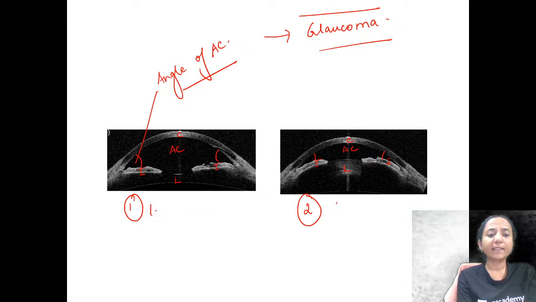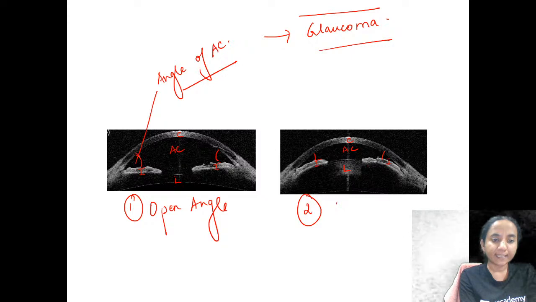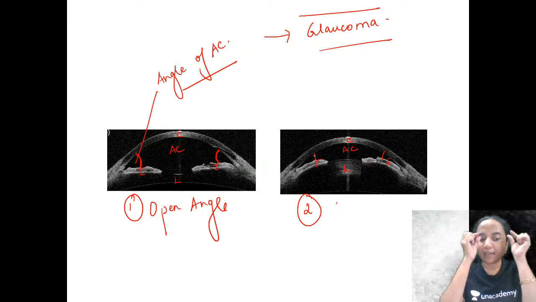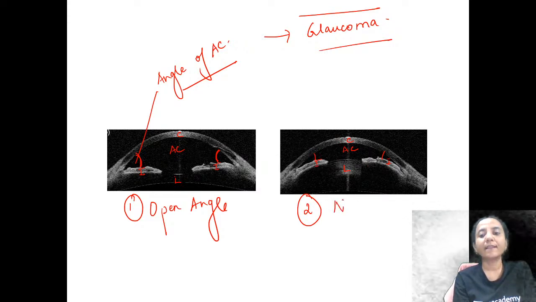So see, this one is an open angle. Why are we saying that this is an open angle? Because this space between the iris and the cornea is quite wide. Whereas in this one, you can see that the iris is forward, so that wedge is very narrow. So this is a narrow angle.